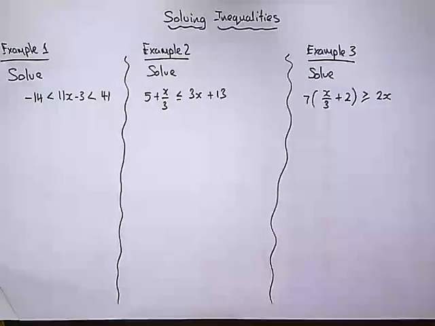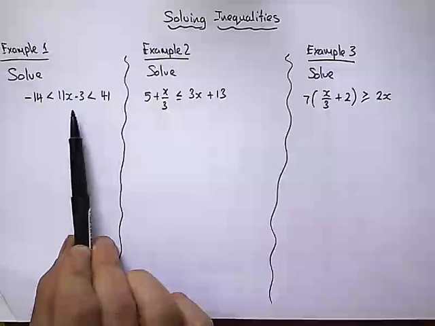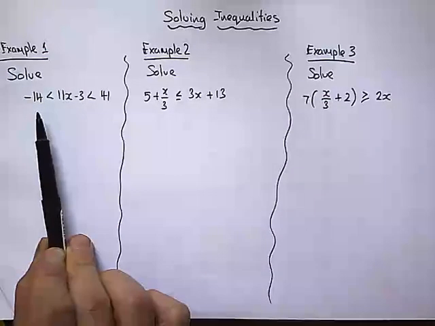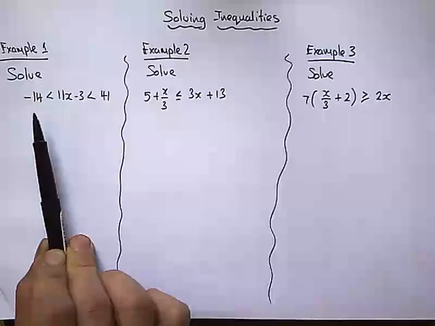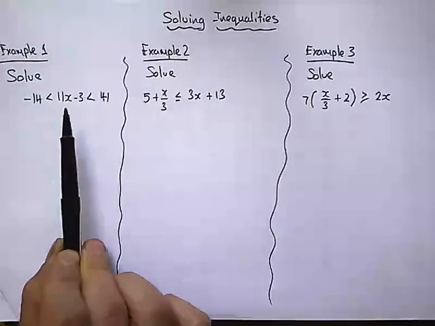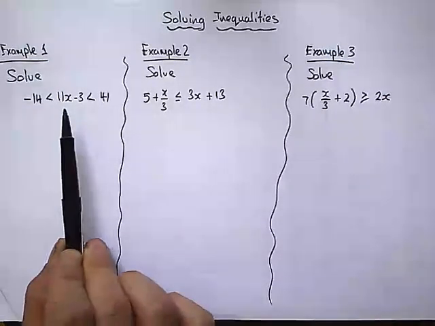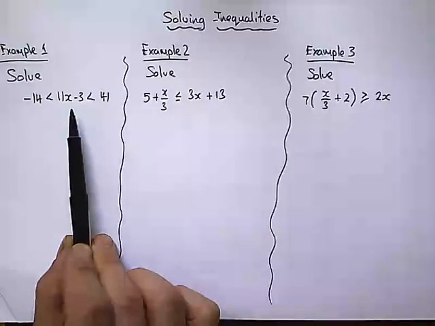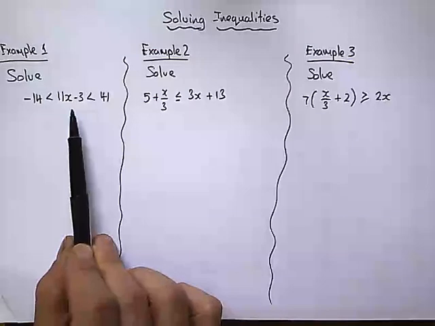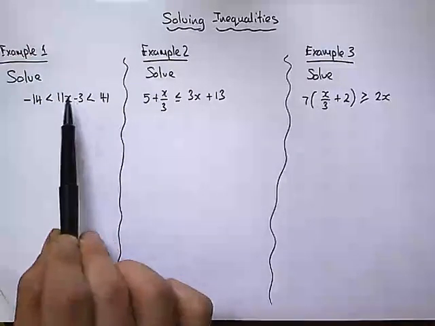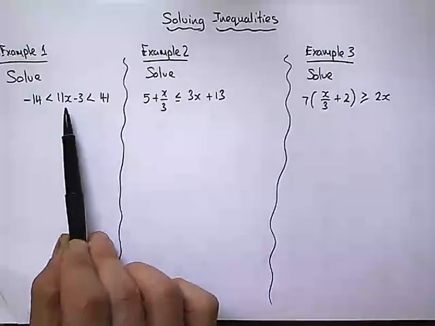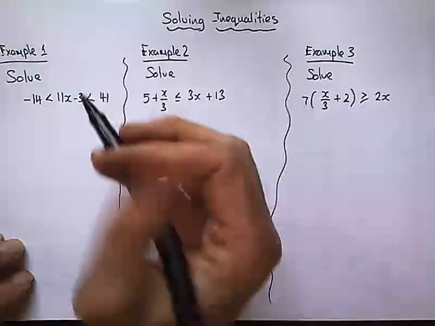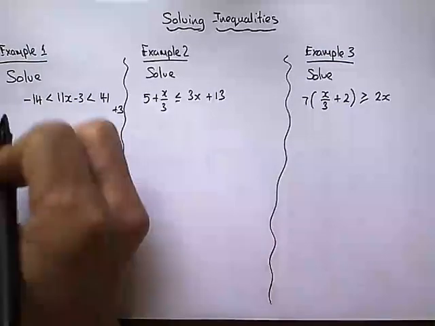So the first example, I've got 11x minus 3 is less than 41 but greater than minus 14. So to solve one of these, we have to basically do what we do with normal solving equations, but we have to do it to both sides of the inequality. Okay, so to undo this 11x minus 3, to get it down to just x on its own, the first thing I'm going to have to do is cancel out the minus 3, and I'm going to have to add 3 to both sides.